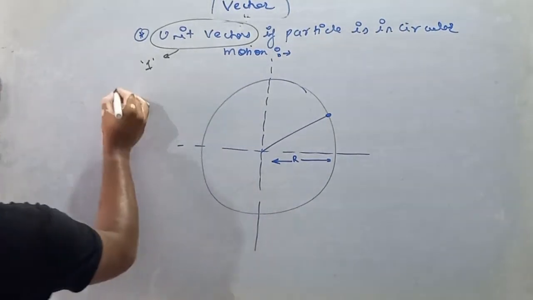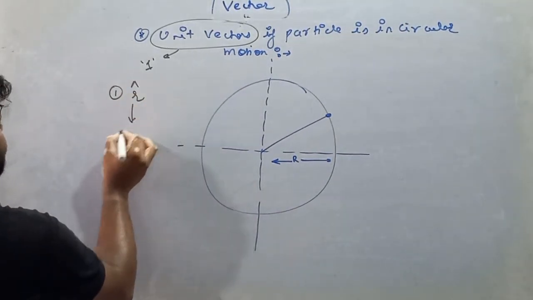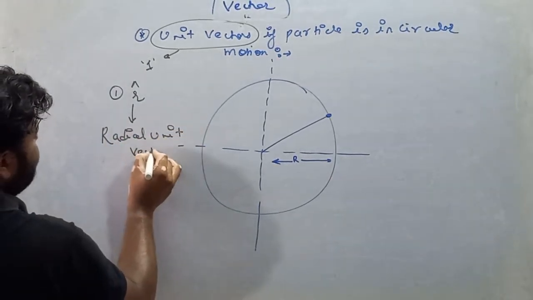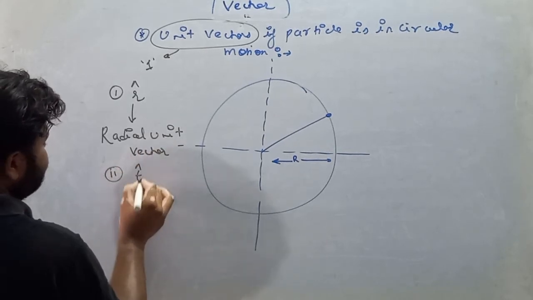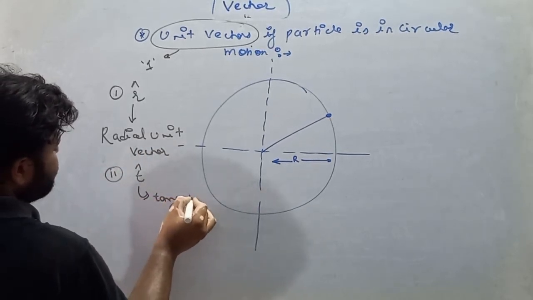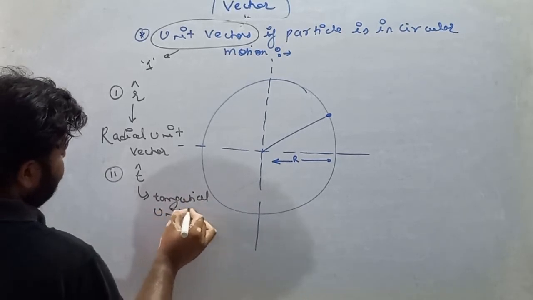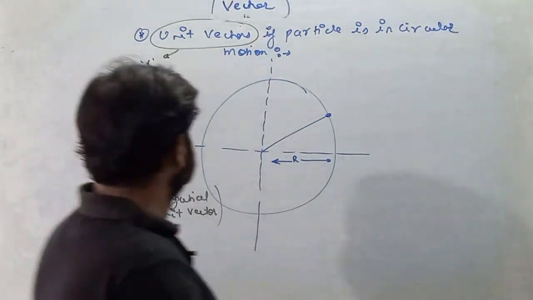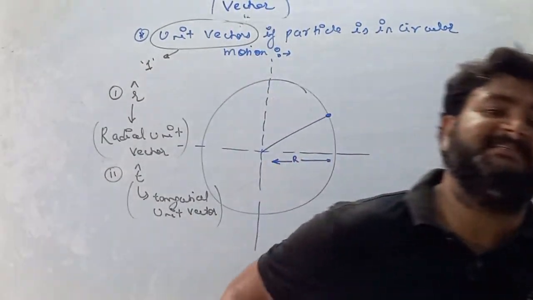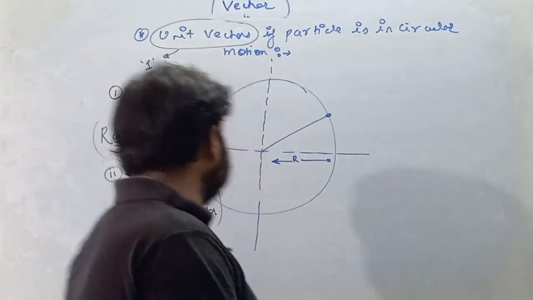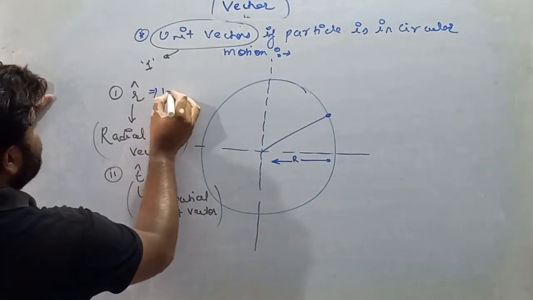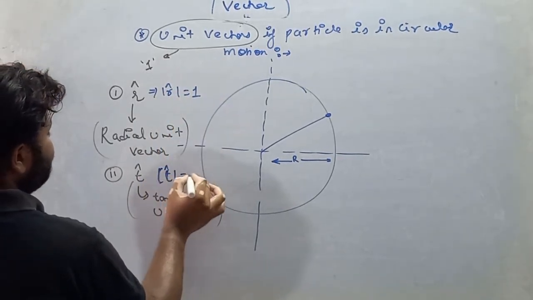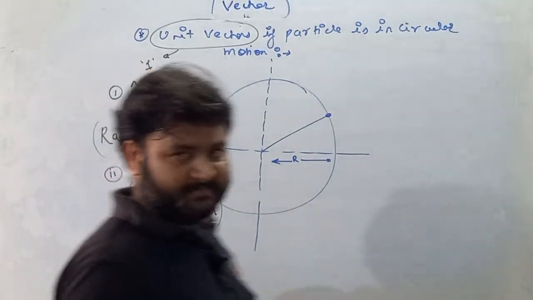So we'll introduce two new unit vectors. One is r cap, called the radial unit vector, and the second is t cap, called the tangential unit vector. So we have two different types of unit vectors. The magnitude of the radial unit vector is 1, and the magnitude of the tangential unit vector is also 1. Remember this thing.